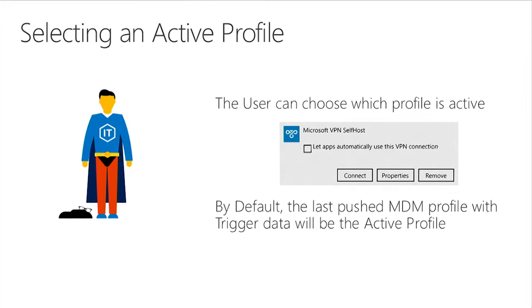The active profile will be used to determine which profile to trigger. We'll talk about the active profile in the next slide. The next step is to select an active profile. The user can choose which profile is active using a checkbox as shown on the slide. By default, the last pushed MDM profile will be selected as the active profile for both always on and app trigger. These were our auto connect features.